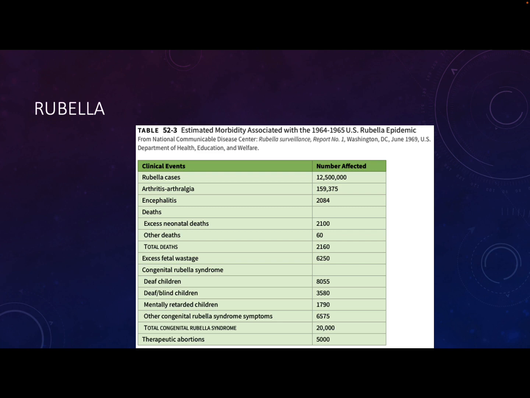Okay, so that's why we worry about it in pregnancy. 60 out of 12 million people dying is not something we typically worry about, but 20,000 children that are born deaf, blind and deaf, maybe limited eyesight, cognitive defects, that's what we worry about. So mom had the virus, that's how she got the virus? Yes, mom was infected during pregnancy.